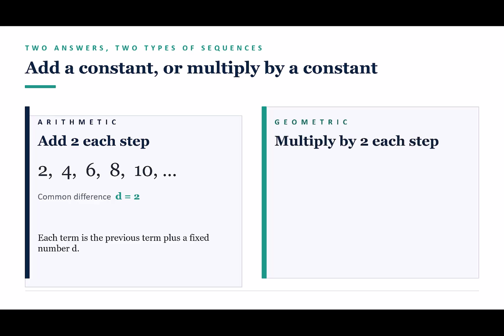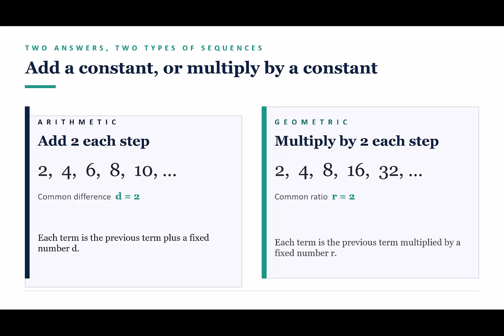Our second option was to multiply each term by 2. So we would go from 2 to 4 to 8 to 16 to 32 and again continue forever. When we multiply, we call this a common ratio and use the letter r for notation. Each term is the previous term multiplied by a fixed number r, which in this case was 2.